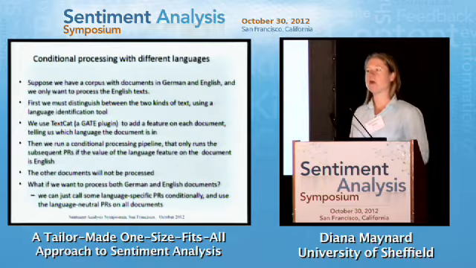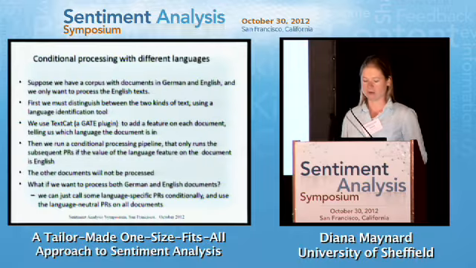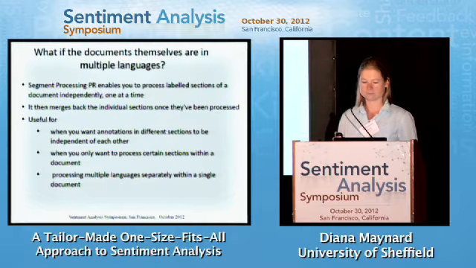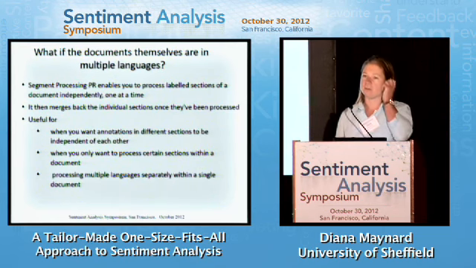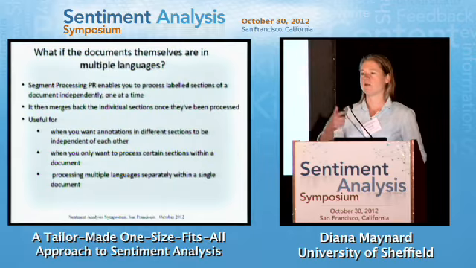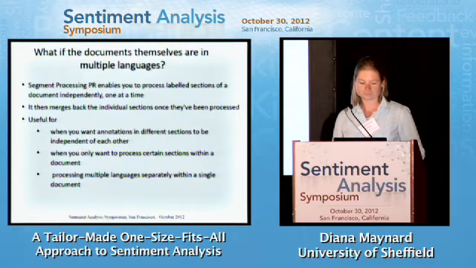What happens if we want to process both English and German? Well, in this case, we just call some language-specific processing resources conditionally, and we use the language-neutral processing resources on all the documents. What happens if the documents themselves are in multiple languages? We get this a lot. We see this in particular on the Rock am Ring, the German Rock Festival data, where we're processing lots of blogs, and people actually write in multiple languages, even within the same post. So they'll write one sentence in English and then a sentence in German, and so on.